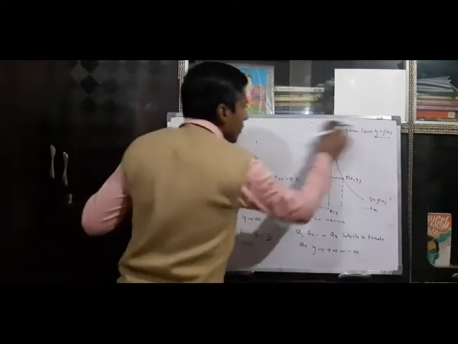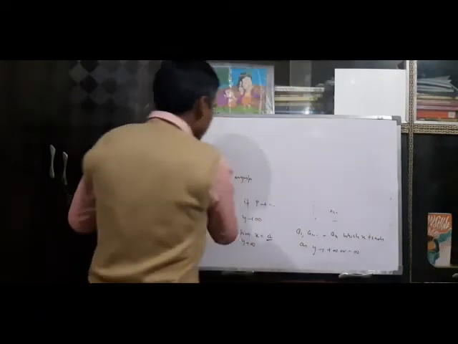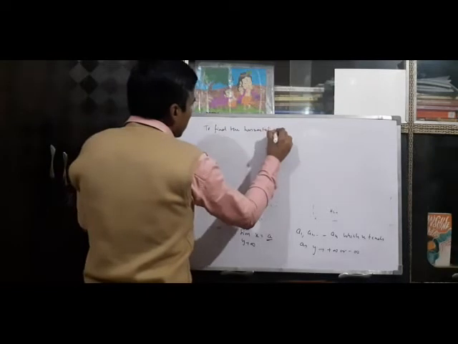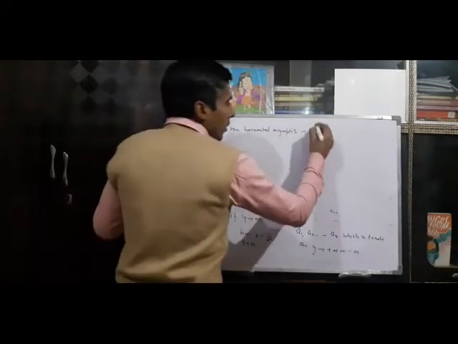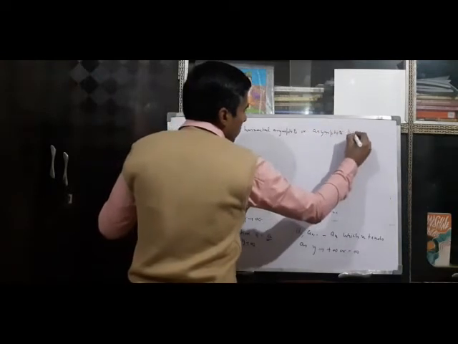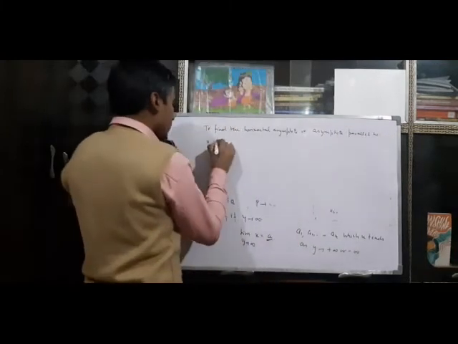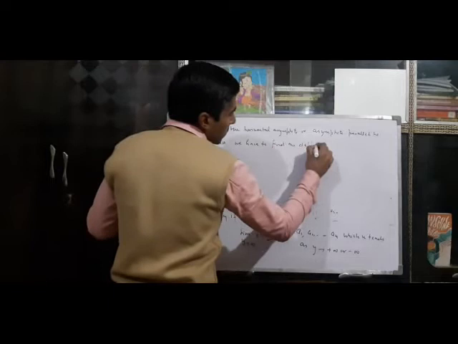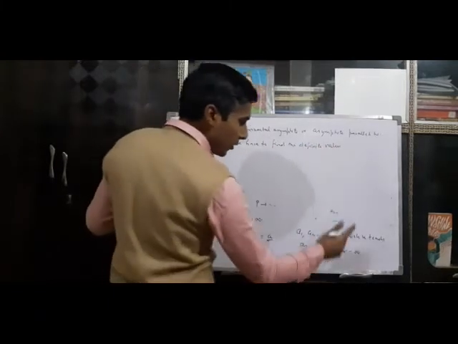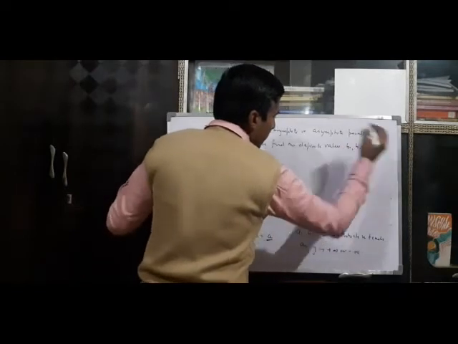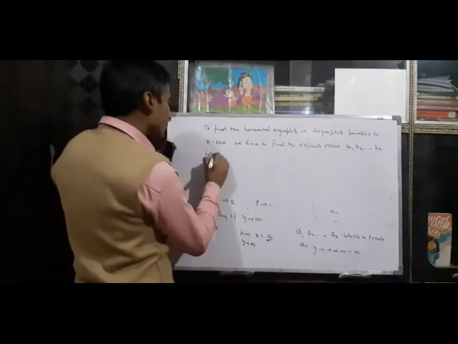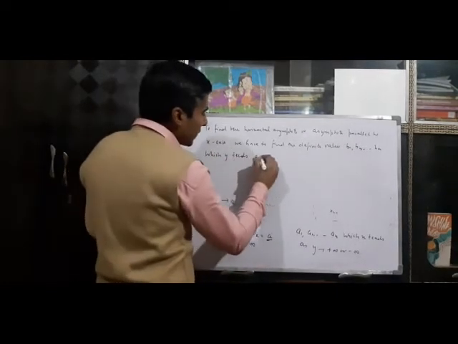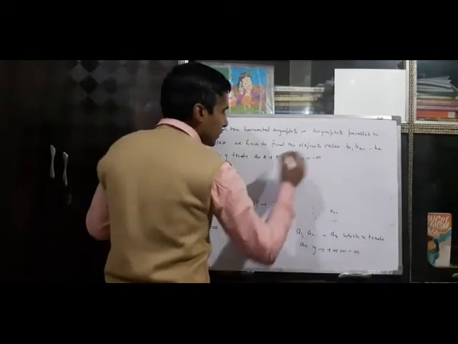In the similar manner, to find the horizontal asymptote, or you can say asymptote parallel to x-axis, we have to find the definite values b1, b2 and bn which y tends to as x tends to plus infinity or x tends to minus infinity.